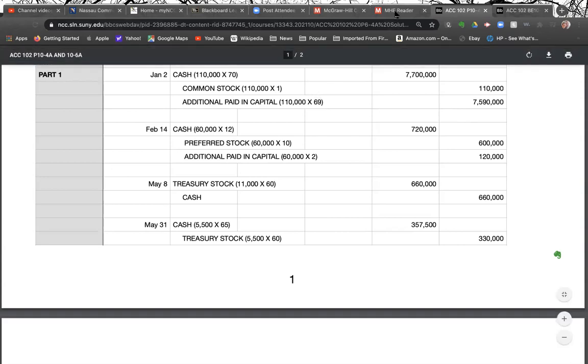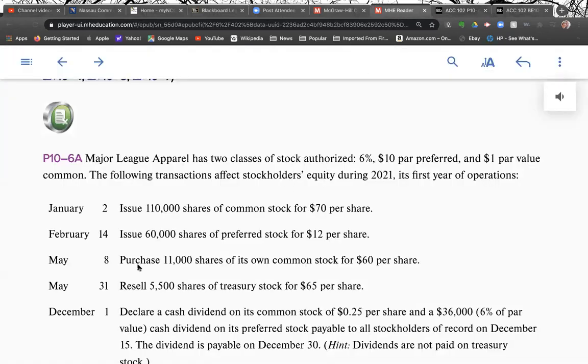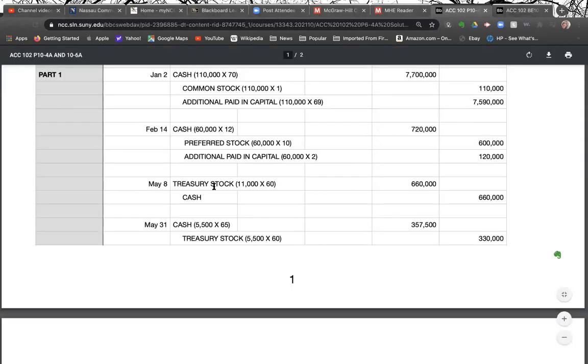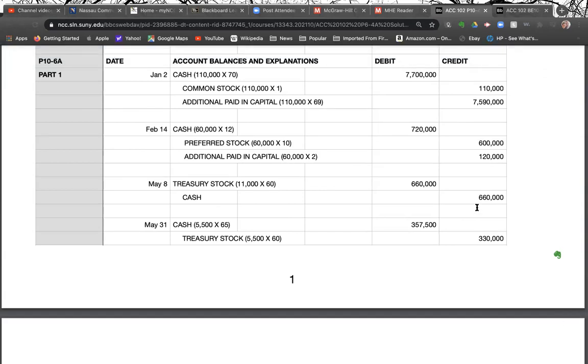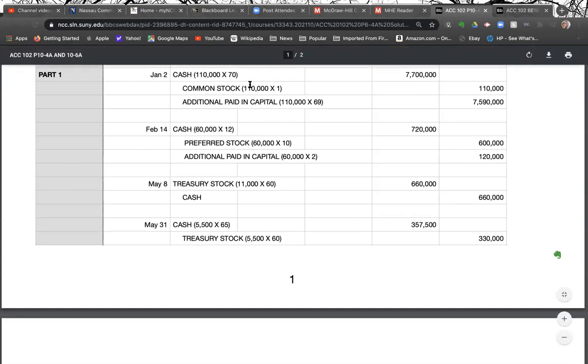Now, the next transaction was on May 8th. Purchase 11,000 shares of common stock for 60. That's treasury stock, right? 11,000 times 60. So debit treasury stock, 11,000 times 60 is 660,000. Credit cash, 660,000. So how many shares of common stock outstanding do you have right now? You have 110 minus 11, so that's 99,000, I believe, right?